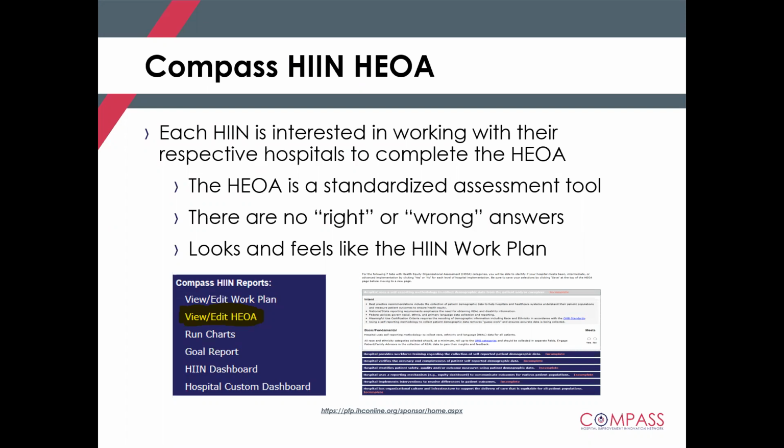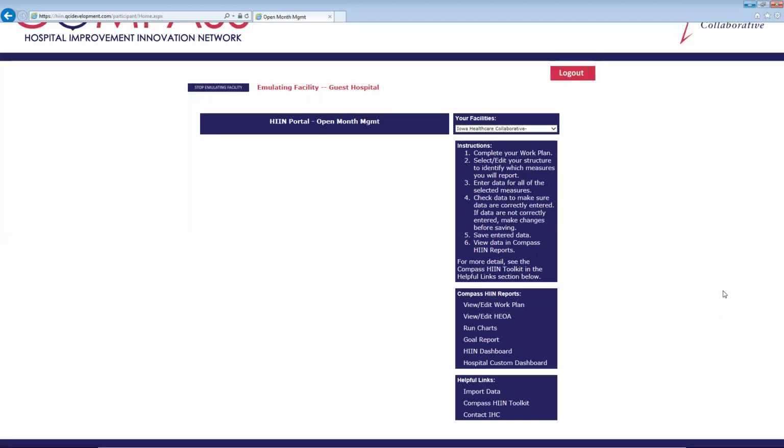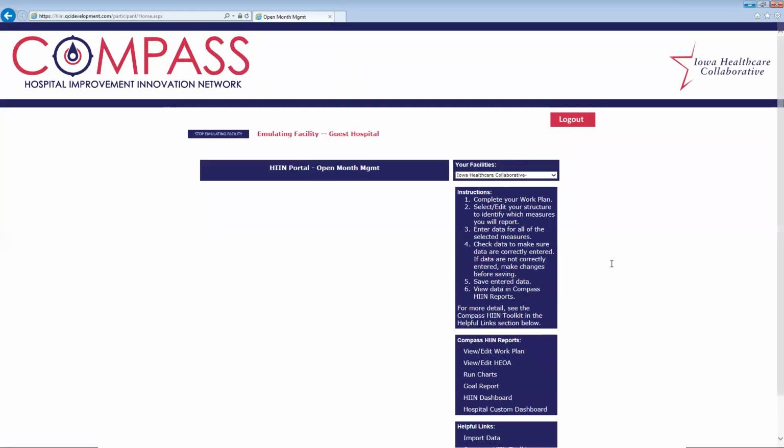So while I bring that up here for you, I just want to take a moment to remind everyone that your work plans are due by June 14th. And so if you haven't had an opportunity to do that, it might be a great time to do that and also complete your health equity organizational assessment at the same time. So I have the Compass HIIN hospital portal up right now. And as you can see, I have a guest hospital, so this is not real data for anyone. And you'll notice down here in the Compass HIIN report section, right below the view and edit the work plan is the view and edit the HEOA. And I'm going to go ahead and click on that.